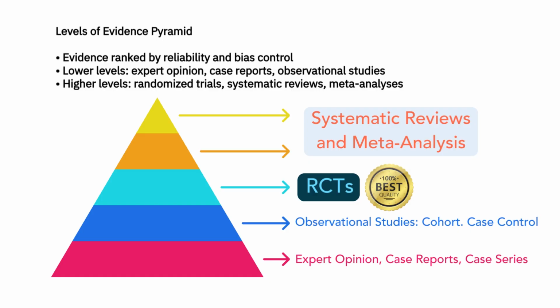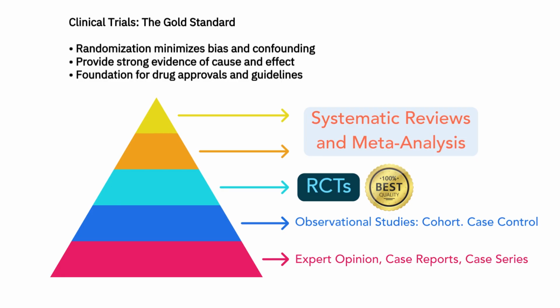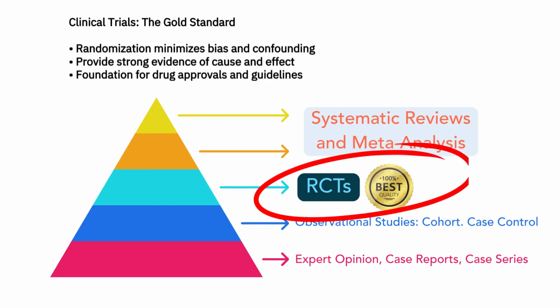When we talk about the evidence hierarchy, randomized controlled trials, or RCTs, are considered the gold standard, and for good reason. First, RCTs use randomization, which minimizes bias and balances both known and unknown factors between groups. This means we can be confident that differences in outcomes are due to the intervention itself, not outside influences. Second, RCTs are unique because they provide strong evidence of cause and effect.